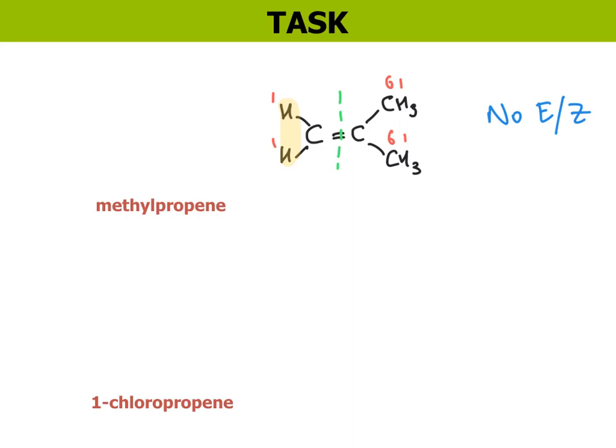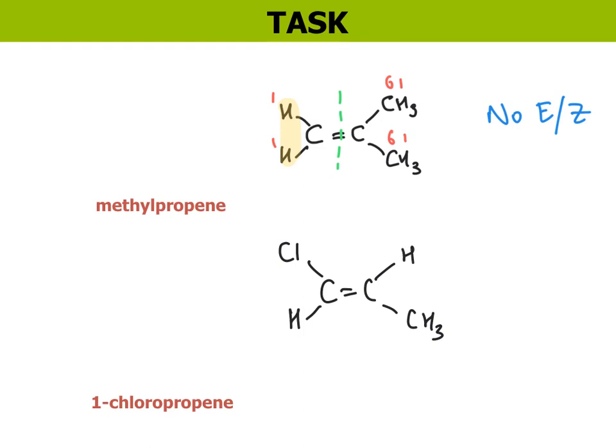All right, let's have a look at the one underneath. So again, it's propene. That's our propene part. And it says it's 1-chloro, so on the first carbon. I'm just going to put it up at the top for the moment. It could have been at the bottom, where I've just put that H.